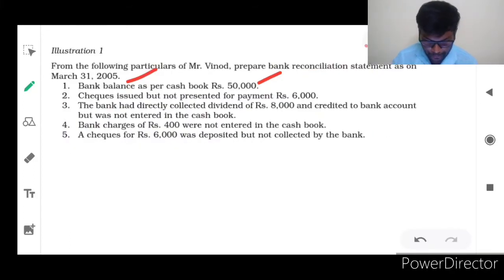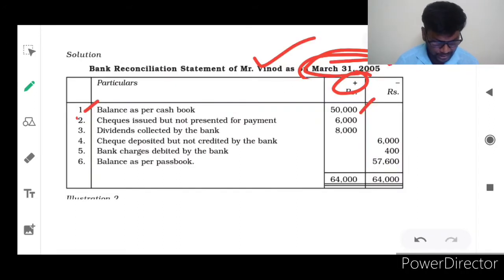Checks issued but not presented for payment. What checks did you issue to your creditors that were not presented for payment? If they present them, it will reduce our bank account. But if they fail to present the check to the bank, you can add this. You are a genuine person. As soon as you issue the check to your creditor, you will credit your cash account bank column, because you issued the check.